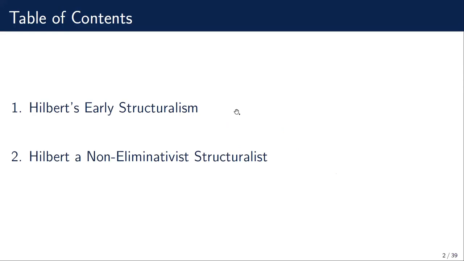I'll take you through what's relevant in the Frege-Hilbert controversy, and in particular I want to bring out Hilbert's own distinctive kind of structuralism. That's the central aim of the talk. I want to talk about the sense in which Hilbert is an eliminativist and the sense in which he's a non-eliminativist. And then finally I want to sum up with a broad picture that I will extract from Hilbert's view.